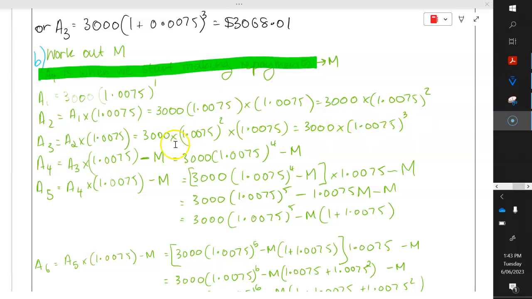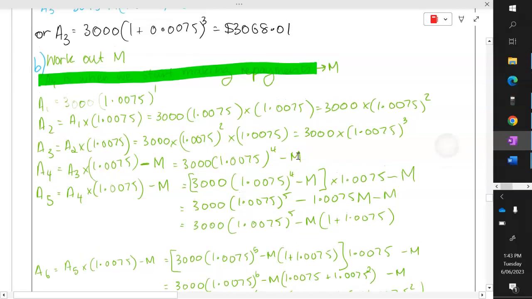Now we're going to start making payments in the 4th month. So the 4th month, we're going to have our previous month times by the interest factor and take off a payment. So I've got my A3 from up here, pop it in there, times it by 1.0075, get A4, take off my M.